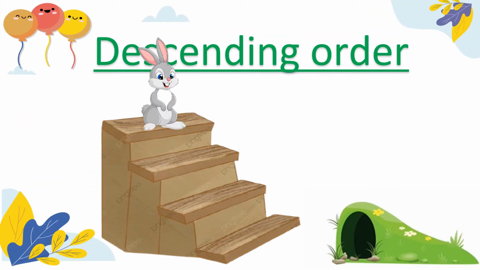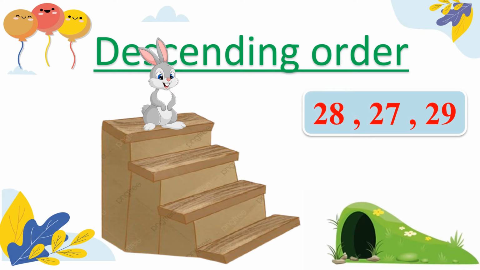Now, kids, after eating the carrot, Mr. Bunny wants to go down to get back home. But for that, we need to help him get down by arranging numbers in descending order. We have here 28, 27, 29. Which number will be put on the top? I mean, the greatest number will come on the top. So the greatest number is 29.